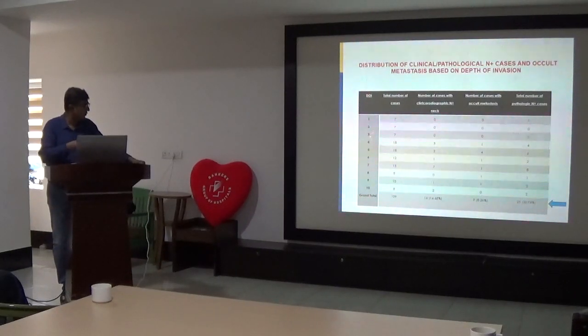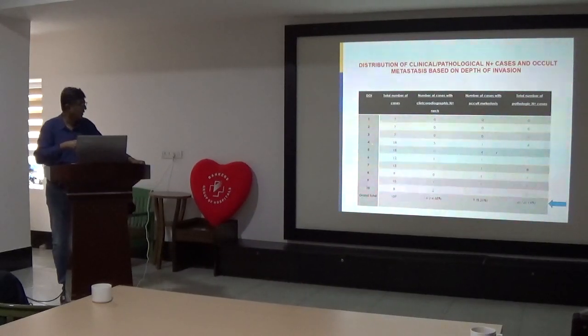Now we also have looked at our data. So this is the depth of the tumor. These are the total number of cases, around 109. So according to the depth of the tumor in millimeters, 1, 2, 3, 4, 5 millimeters, these are the number of patients who had this depth of tumor. Number of cases with clinical radiographic N plus neck nodes: when the depth was say 4 millimeter, 3 patients had already positive neck nodes. This was clinical radiological. Now all these patients we had done a neck dissection. So number of cases with occult metastasis were this.